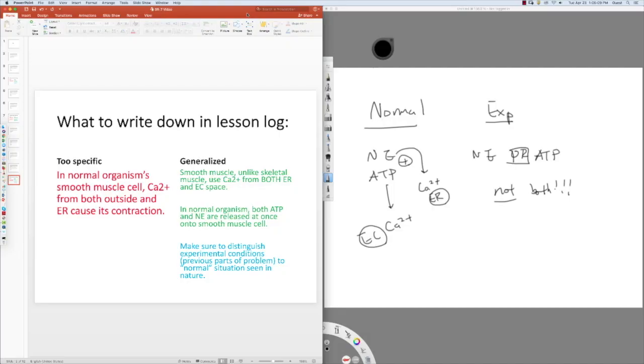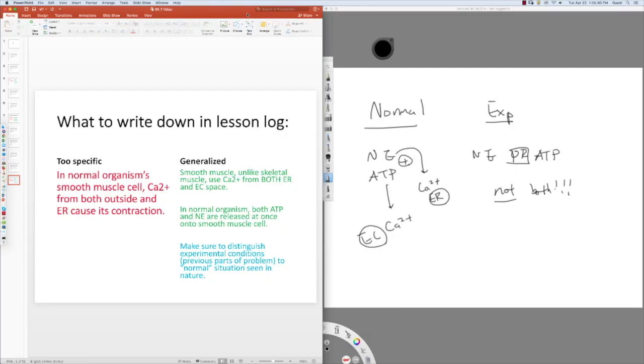I couldn't get to the answer in the first place, which is: make sure to distinguish experimental conditions from the normal situation or the real life situation seen in nature, right? And that's exactly why I missed it. We were confused because we thought the experimental condition of applying just one or the other neurotransmitter could be applied from part A to part B. But really in part B, they were asking what's going to happen in real life. And notice that's a lot different from what you see in experiments or the laboratory.